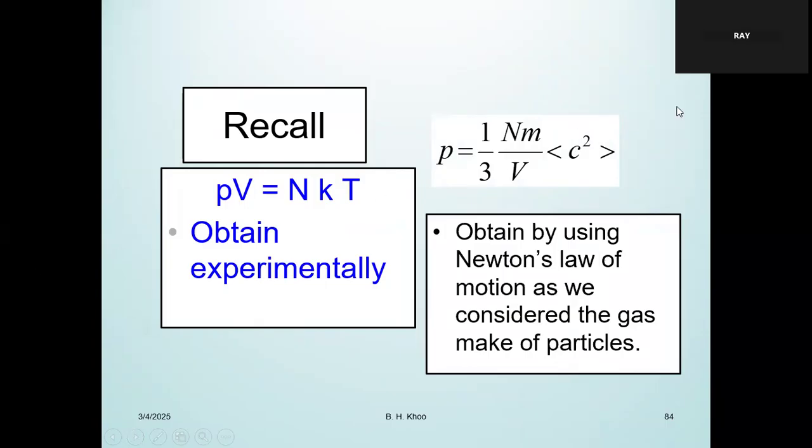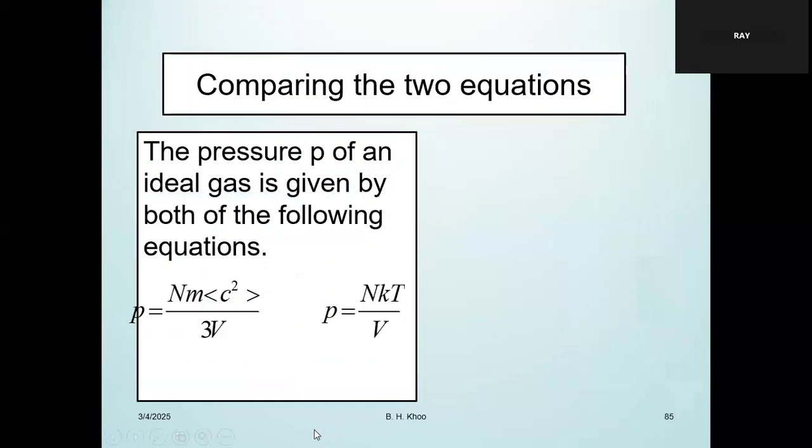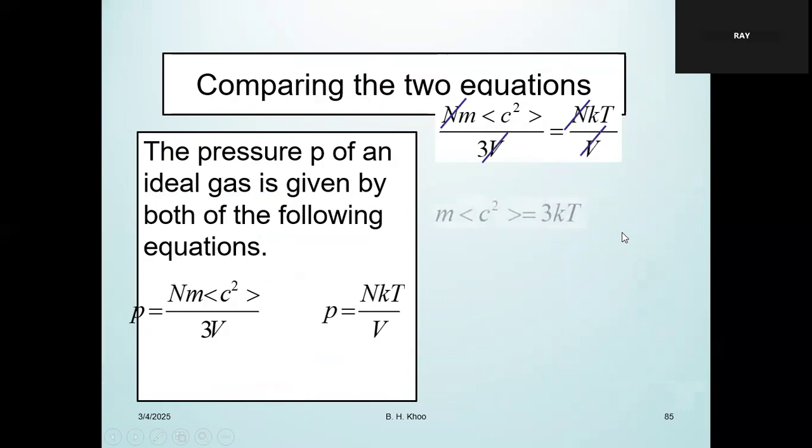We derive this formula using Newton's law of motion. This one we derive experimentally. Comparing these two equations, P and P are equal, so we get this new equation. N and N can cancel off, V and V can cancel off. So we get mc² is 3kT.